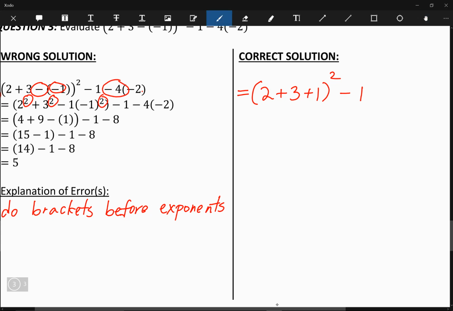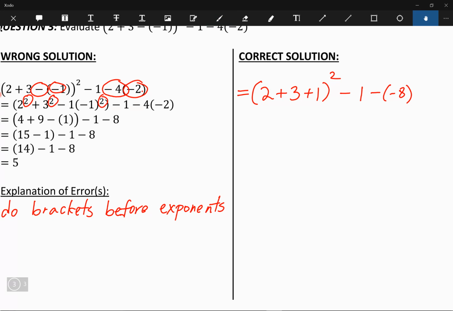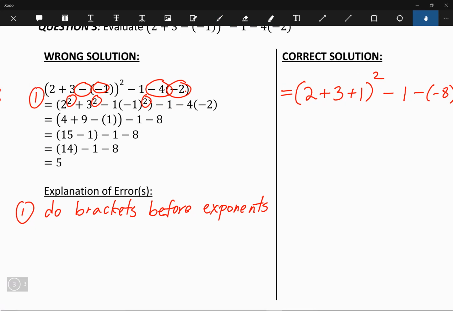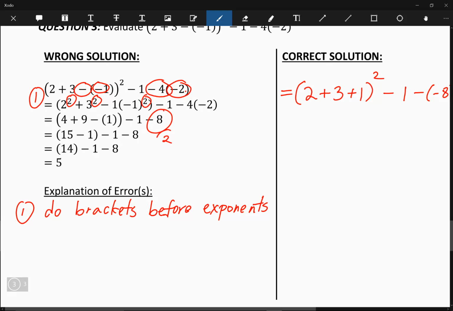so 4 times negative 2 is negative 8. So minus minus, so you have a minus 8. I'm going to fix that too on the next line. But let's look for other mistakes first. Okay, so the other mistake comes from here, number 2. They forgot a negative. Notice there's a negative 4, negative 2, but they only have one negative here. So here, number 2, they forgot a negative.